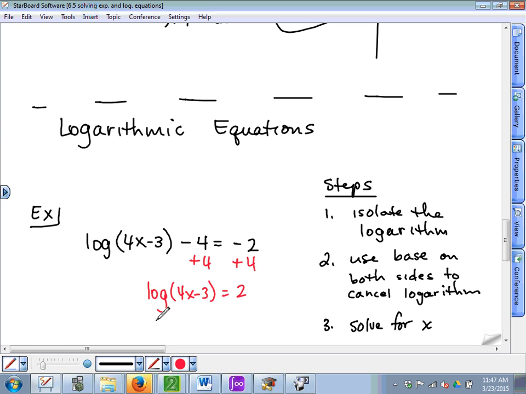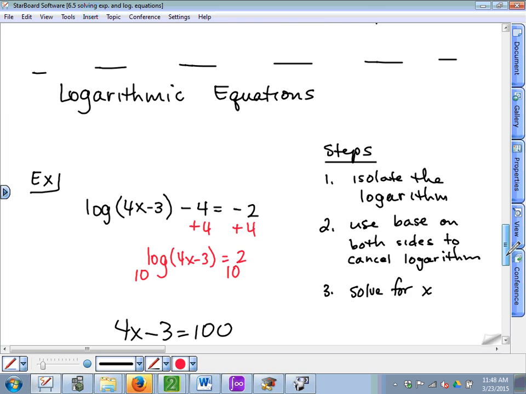Most of the time it's a little more obvious which base to use. This one might not be as obvious because there's no base written. But it's the common logarithm. It's got a base of 10, yeah? So step 2, use a base on both sides. You've got to use the base that will cancel the logarithm. In this case, it has to be base 10. Base 10 here, base 10 there.